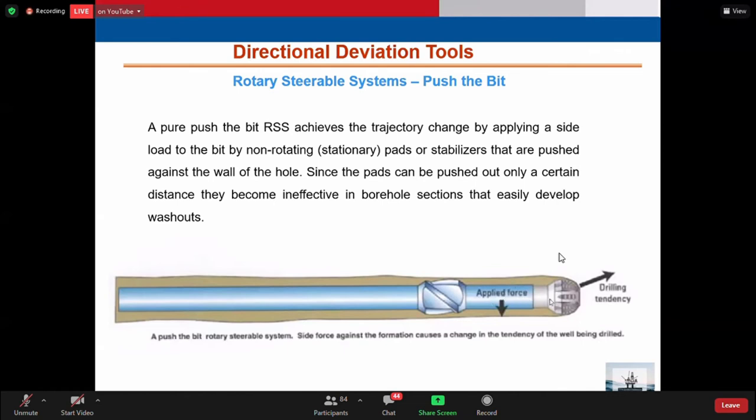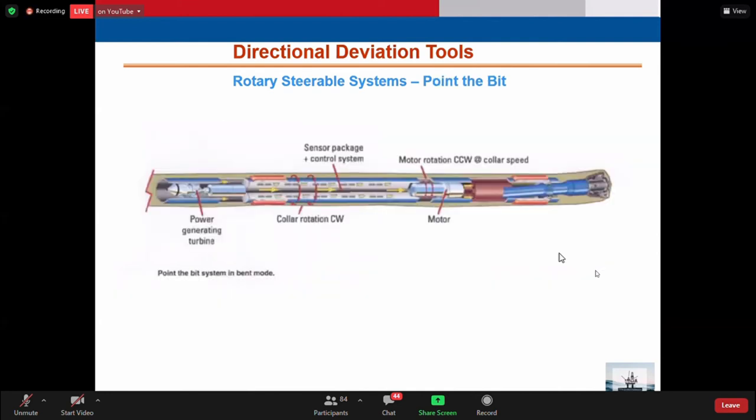So, for the rotary steerable system that works as push the bit, it works to apply force through the pads that open in the desired direction, then it will allow the deflection of the drill bit in the desired direction. This is the cross section of the rotary steerable system.